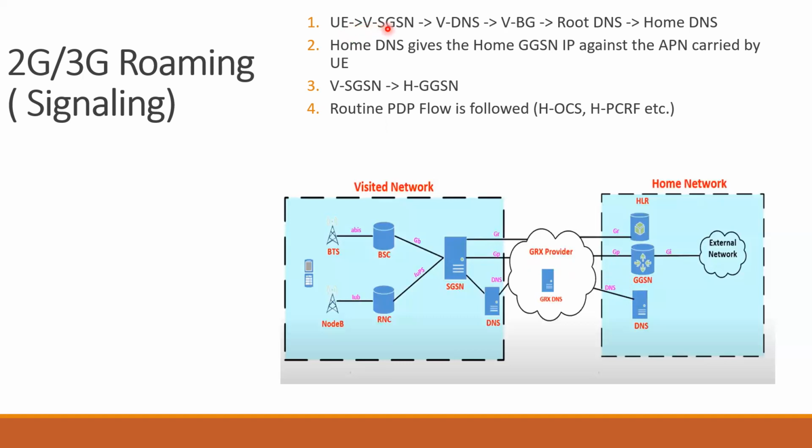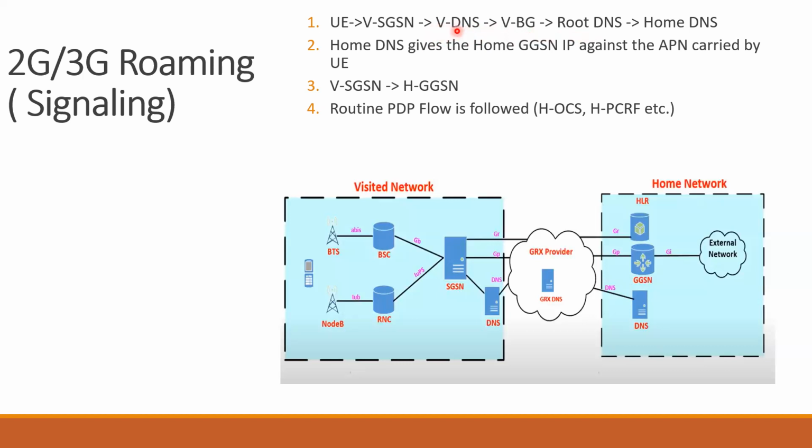The visitor SGSN is going to see that, okay, this APN I don't have locally defined. So it is going to send that request to the visitor DNS. The visitor DNS has the configurations available to resolve the local APNs. And for all those APNs whose configuration is not available in DNS, there is a common route available to route all such requests towards the root DNS.